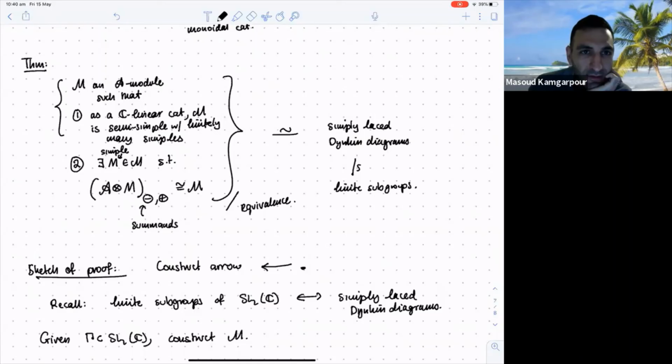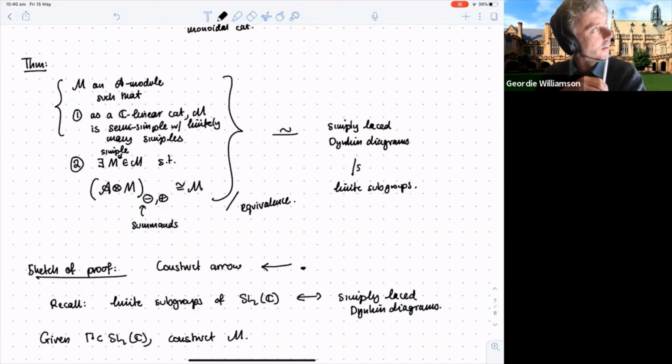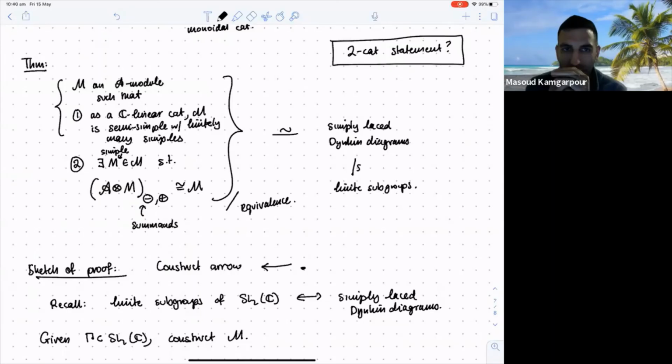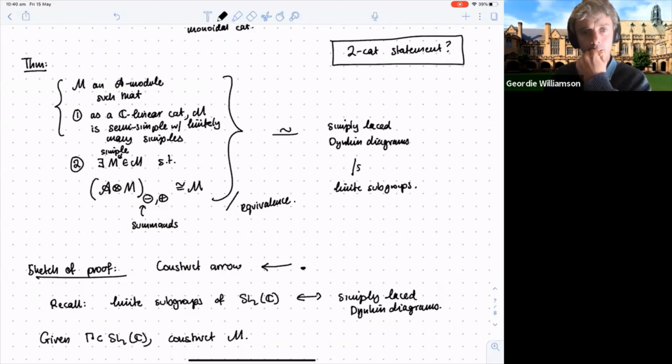So as a corollary, we get that there is a two category whose Grothendieck group is given by simply laced Dynkin diagrams. This is the two category of representations of rep SL2. Yeah, I don't think that there's very, like, for example, I suspect that there's no Homs between the different ones. Maybe that's incorrect. Yeah, it's a good question. I've just set this up to equivalence, but yeah. I would have said that there's no Homs, but now I'm suspicious about that. That seems wrong.